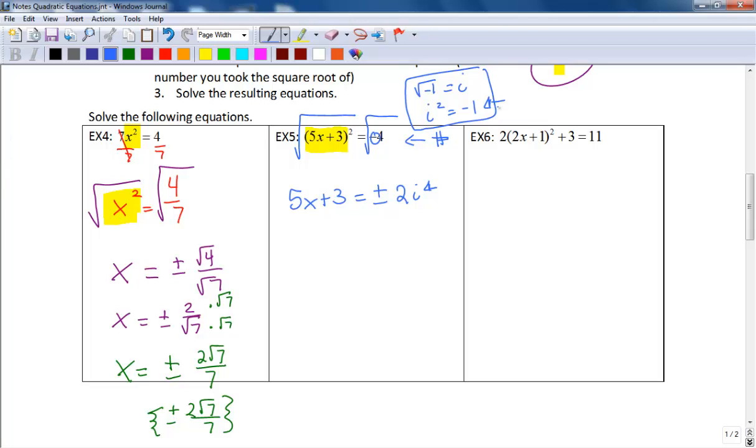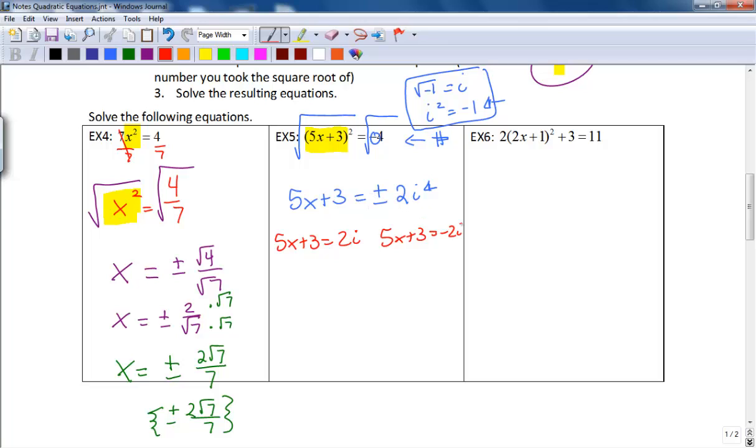So I took the square root of both sides, and I got that 5x plus 3 is equal to plus or minus 2i. So now I need to solve for x. Well, I have two different equations here. My first one is 5x plus 3 is equal to a positive 2i. And the second one is 5x plus 3 is equal to a negative 2i. So I need to solve both of them.